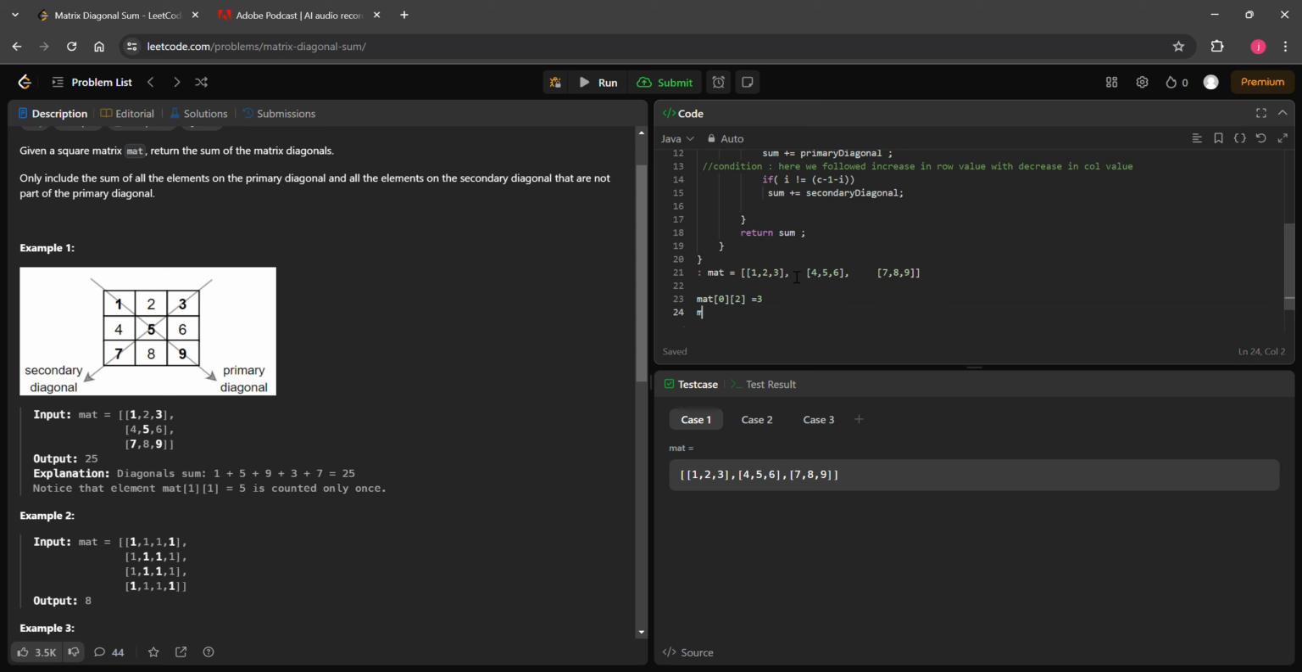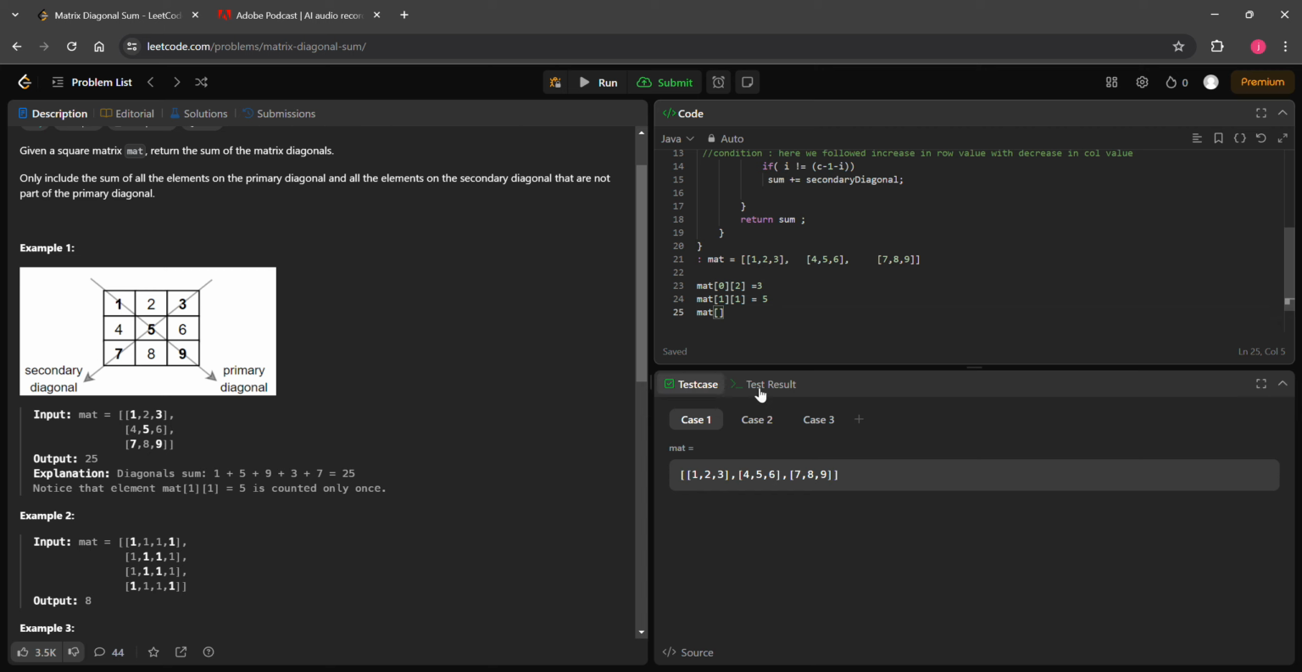And how will we get 5? Which is mat of, which is 1, which is the second, right? This is 0, this is 1, this is 1. So mat of 1, and which is the value of this? 1. We'll be getting 5. And the third value is mat of, which is what we'll be needing? 7. So it is 2 of 0. It is at the 0th position, the 7.